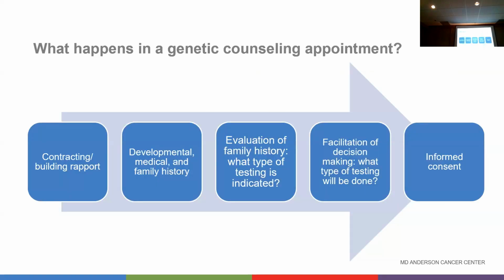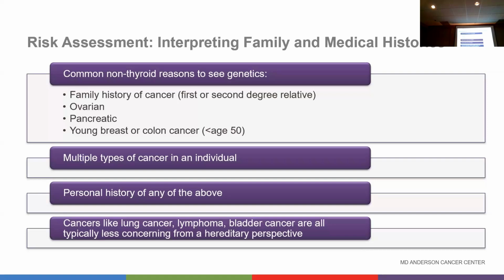So as part of that appointment, I take a thorough family history and medical history, talk through what type of testing is indicated, and help a patient come to a decision about whether or not to do genetic testing. And a big part of that as well is informed consent, making sure that patients know what the potential outcomes are. In terms of taking a family history, there are certain things that I look for in a family history, aside from thyroid cancer, to help determine what type of testing is indicated.